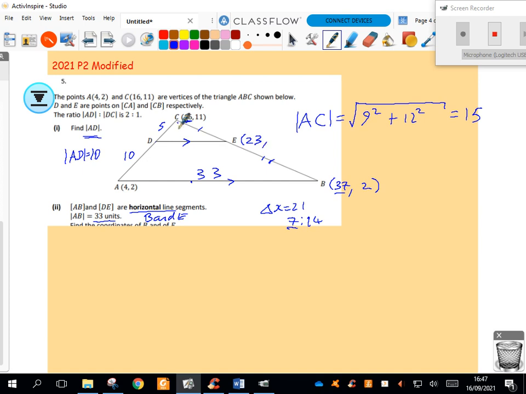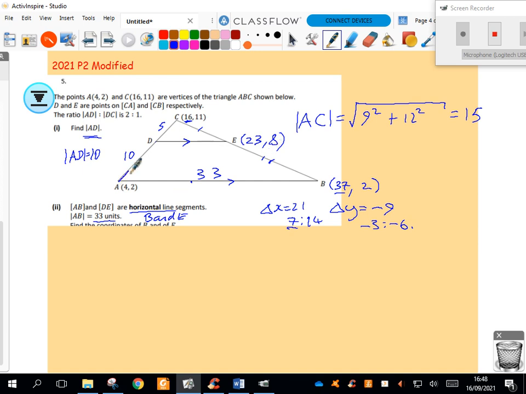The change in y from 11 down to 2, well, that's a change of -9. And if I break that into the ratio 1:2, that'll be -3 and -6. Again, looking at the vertical change here, starting at 11, dropping 3, and then dropping 6. But I'm looking for this point, a drop of 3 down from 11. That's going to be 8. So B is (37, 2), E is (23, 8).